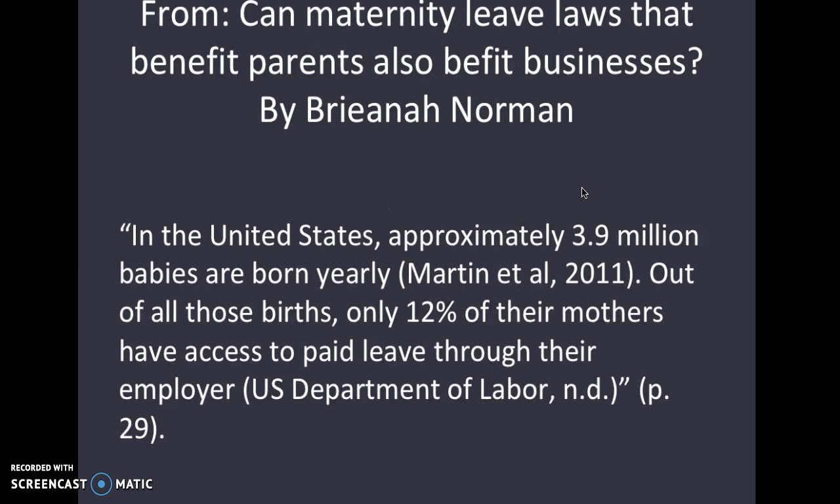So if we look at a different essay in the anthology, not the one that you are meant to respond to this week, but Brianna Norman's Can Maternity Leave Laws That Benefit Parents Also Benefit Businesses? And if we look at her first two sentences of her essay, in the United States, approximately 3.9 million babies are born yearly. Out of all those births, only 12% of their mothers have access to paid leave through their employer. From page 29. So let's say this is a quotation that you want to respond to this week.